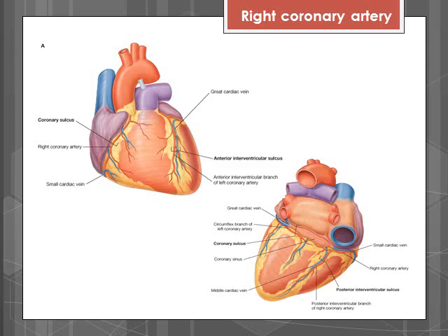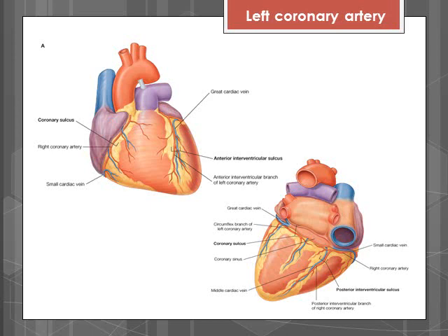Also, the right coronary artery gives atrial branches supplying the anterior and posterior aspects of the right atrium. One of these branches is called the sinoatrial nodal branch that supplies the SA node or the pacemaker of the heart. Collectively, the right coronary artery gives the anterior conus, anterior and posterior ventricular arteries, posterior interventricular artery, and atrial arteries.